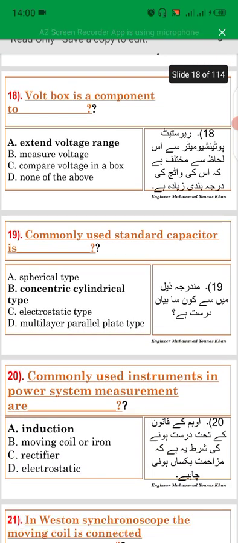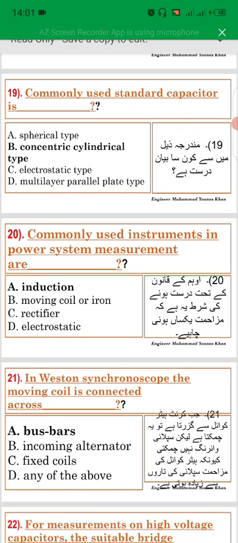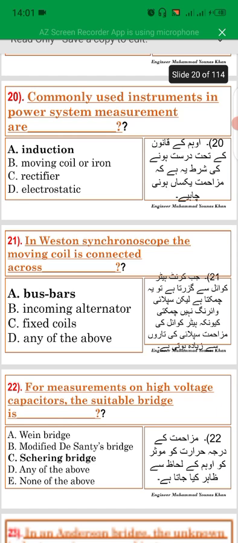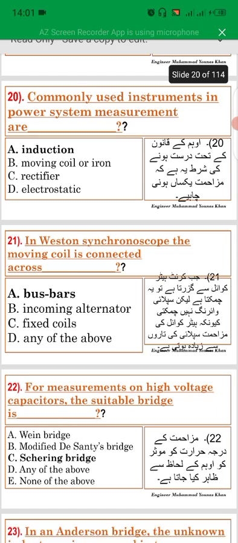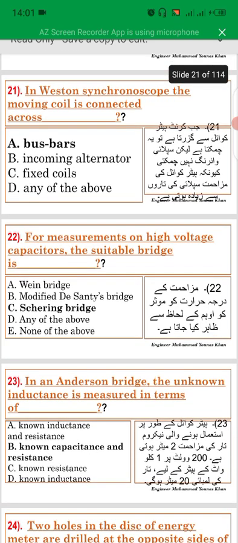Voltbox is a component to extend voltage range. The commonly used standard capacitor is concentric cylindrical type. The commonly used instrument in power system measurement is the induction type. In a Weston synchronoscope, the moving coil is connected across bus bars.